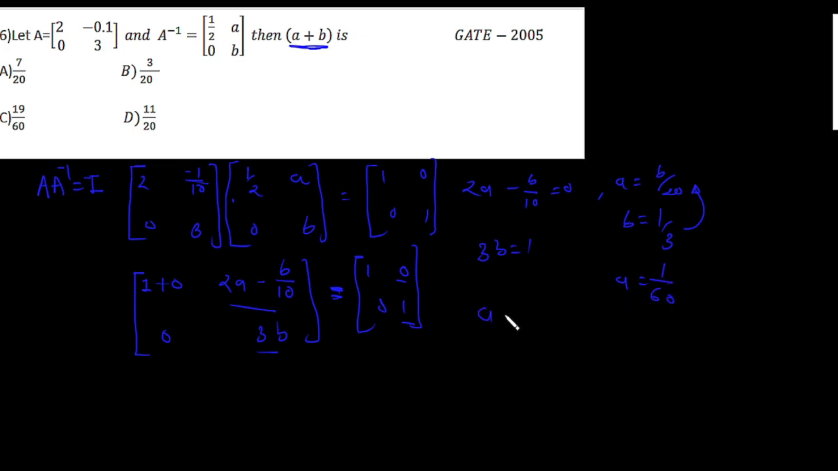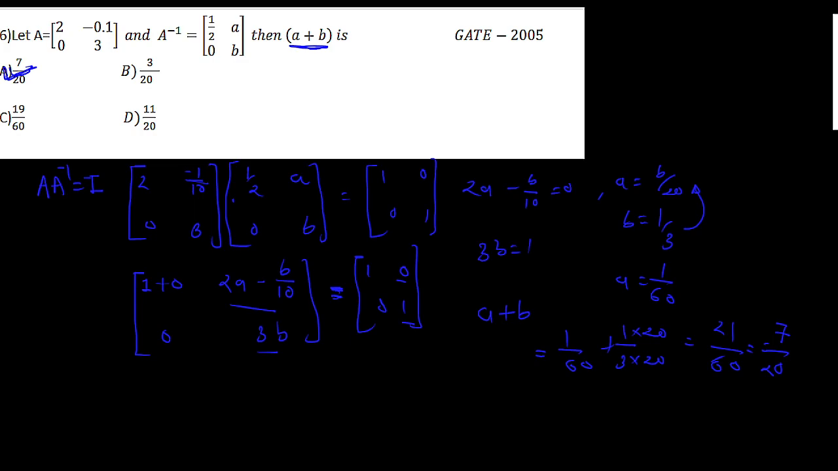Let's sum up. So we get 1 by 60 plus 1 by 3. Let's multiply by 20 here and 20 here. So what we get is 1 plus 20 over 60. We can take 3 out and cancel each other, 3 and 3. So we get 7 by 20. So that option is the correct one.